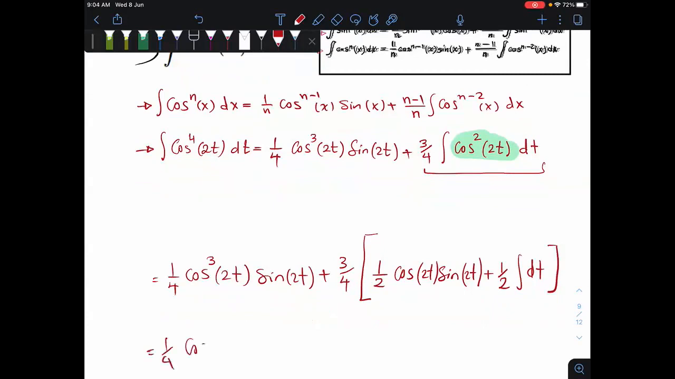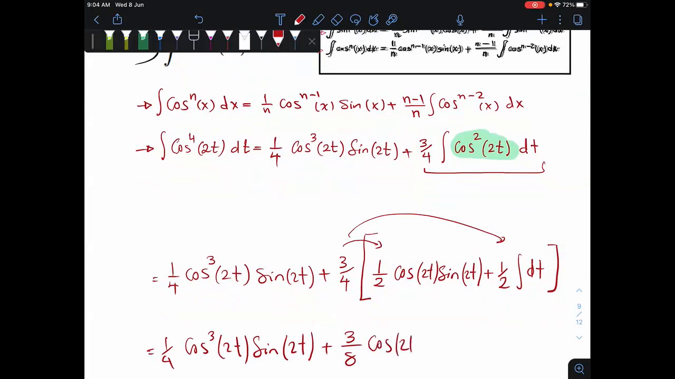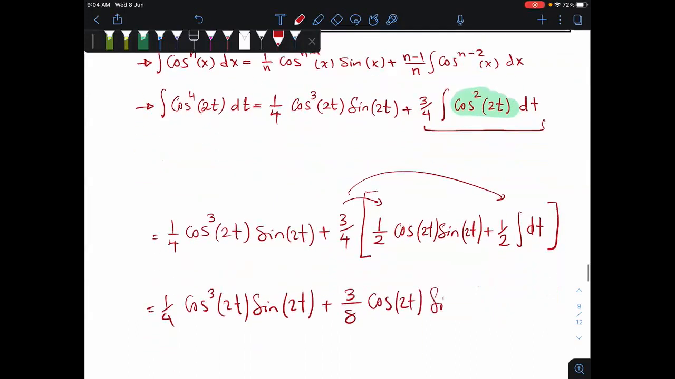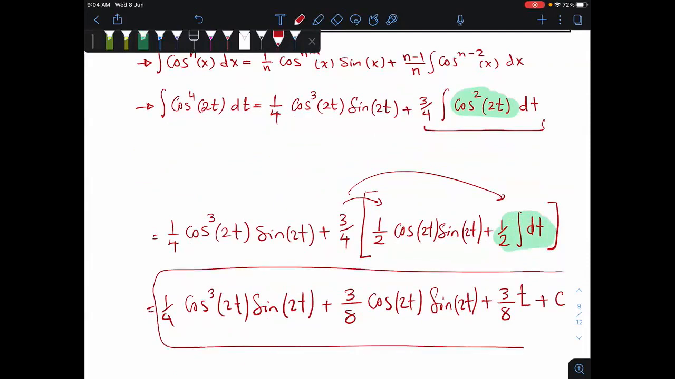1 over 4 cosine cubed of 2t sine of 2t plus 3 over 8, distributive property, cosine of 2t sine of 2t plus half. No, half times 3 over 4, 3 over 8 of t, because the integral of 1 dt is t. Okay, and this plus the c.